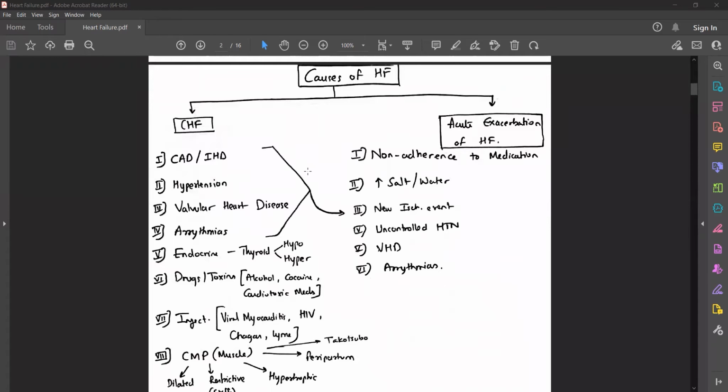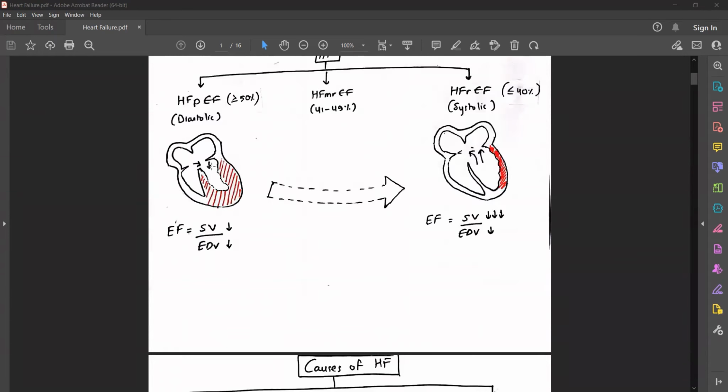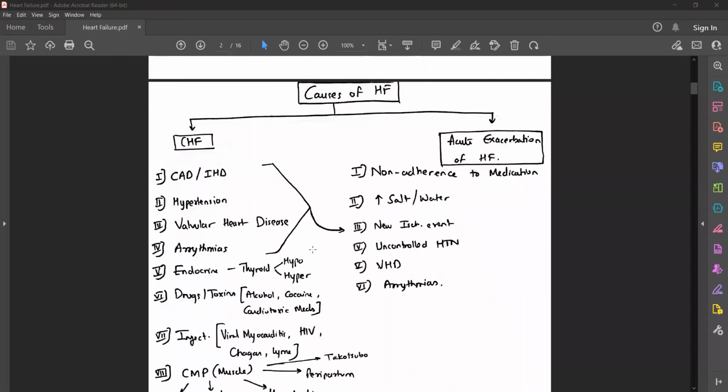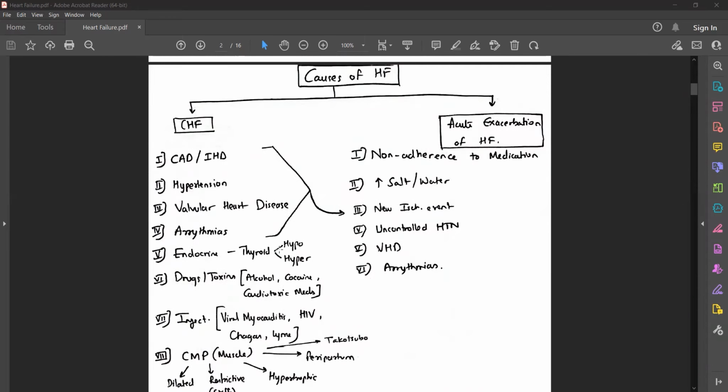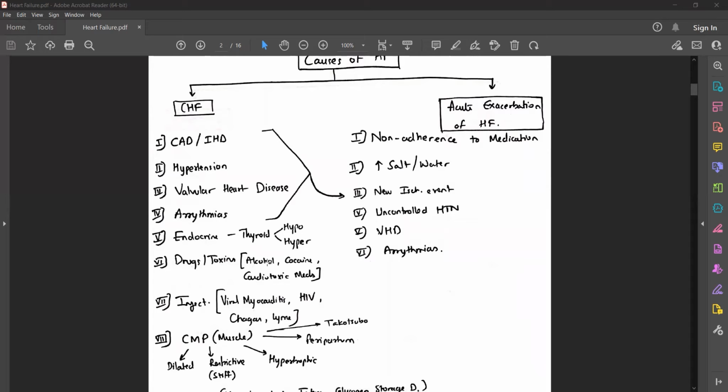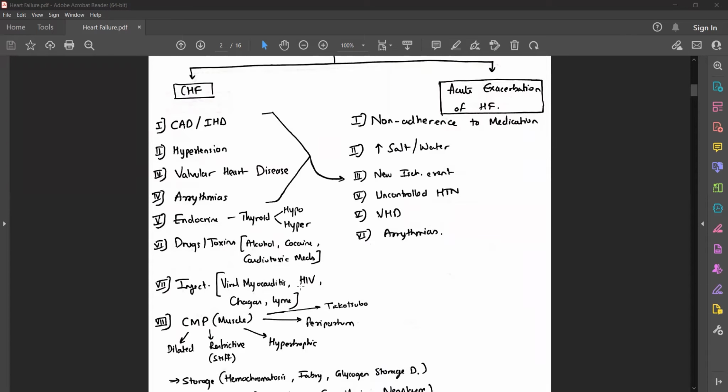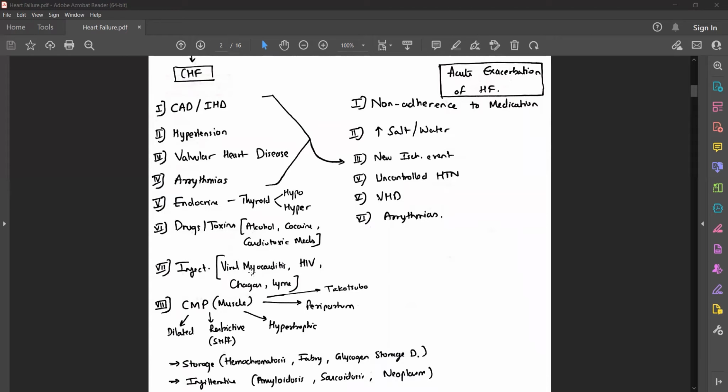Now, imagine if the patient is having severe mitral regurgitation. Every time the heart tries to pump the blood out, due to the regurgitation, there is excessive fluid that comes back into the left ventricle. Or imagine if a patient is having severe aortic stenosis. Now, this left ventricle has to pump against a very tight pipe. So that will again lead to hypertrophy and eventually failure of the heart. Then arrhythmias. Arrhythmias is also one of the most common causes of heart failure. Then endocrine disorders like thyroid disorders, both hypo and hyperthyroidism. Drugs and toxins, alcohol, cocaine, cardiotoxic medication. Then infections like viral myocarditis, HIV, Chagas disease, Lyme's disease.